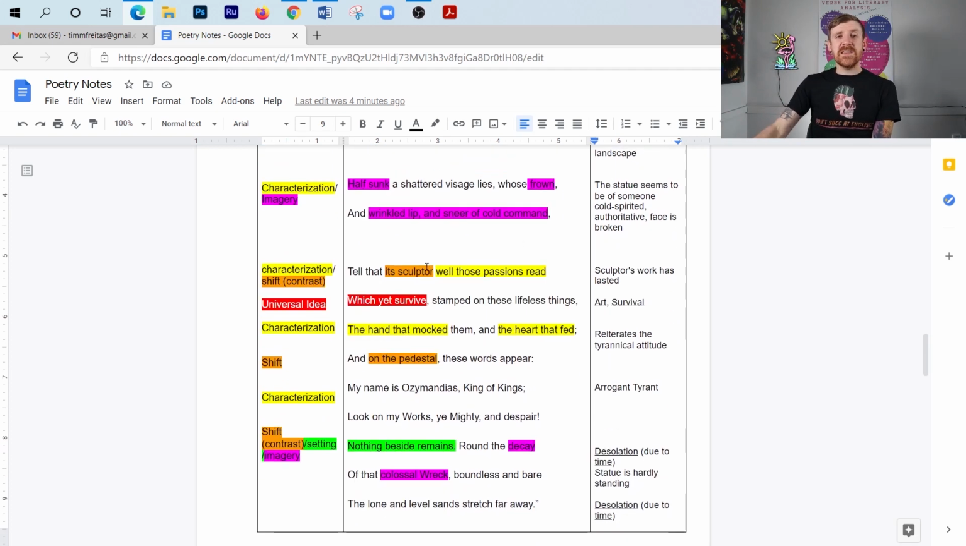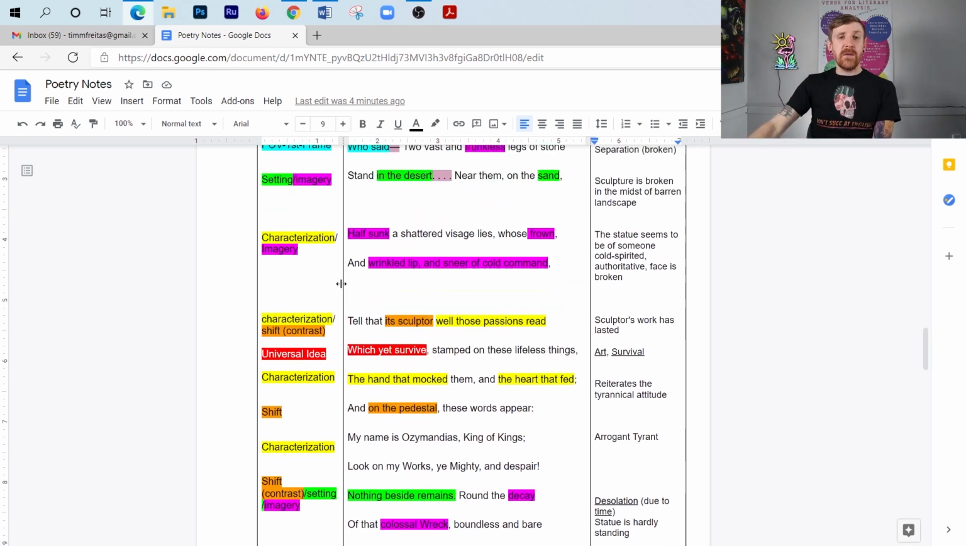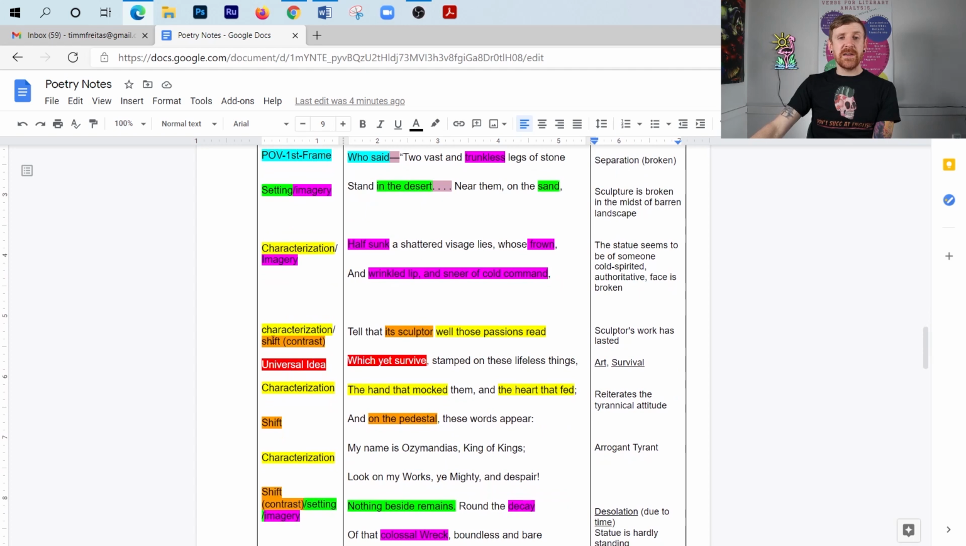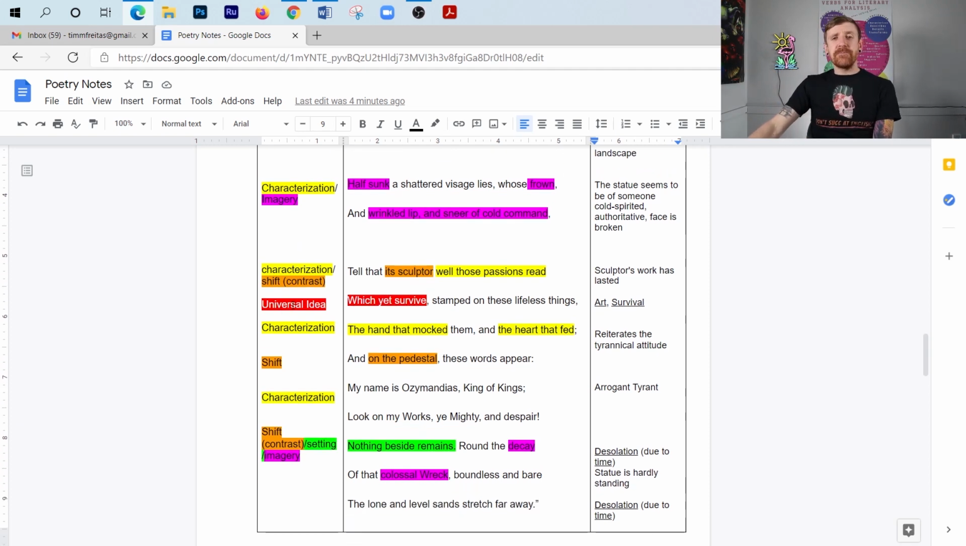Next, though, I see a big shift. So I do note, if you notice here, I am going to mark my shifts, and I try to say if it's a shift of contrast or a shift of point of view or things like that. And this shift actually relates directly to characterization. Why? Because it says, "tell that its sculptor." So now we're shifting from the image itself to the sculptor of the image, who's not even actually there, who's not even represented.